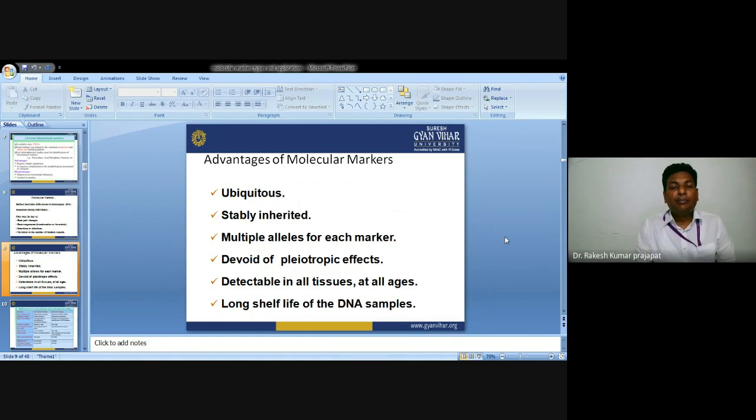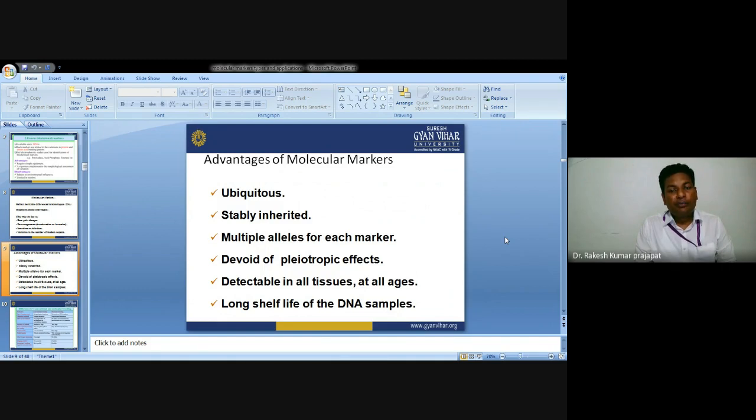Multiple alleles for each marker. As I told you, genes have different alleles, meaning different forms of a gene are known as alleles. A particular gene can have more than two alleles; polymorphic genes are also there. So multiple alleles for each marker are available. A single nucleotide can get replaced by three other nucleotides, so we have three or four possibilities. If a particular nucleotide gets changed, instead of that we can have purines or pyrimidines. Multiple alleles can be generated for a particular marker.